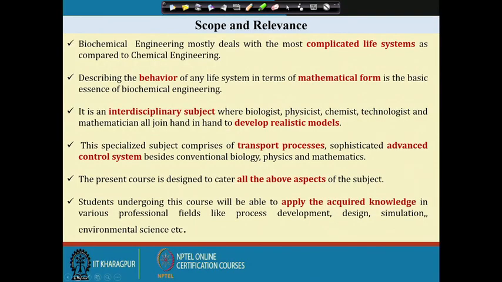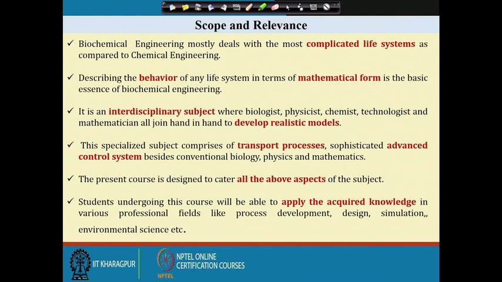Now, the scope and relevance of the course is several. Biochemical engineering mostly deals with complicated life systems. I have already explained what we mean by a complicated life system. For the life system, we shall have to develop some kind of feeling for the process, otherwise we cannot handle the process very nicely. Then we describe the behavior of any life system in mathematical form. I told you that the mathematical representation of a process is called mathematical modeling. We try to develop some kind of model of the living system, and we also want to simulate, because the validity of the mathematical model comes through the simulation of the process.